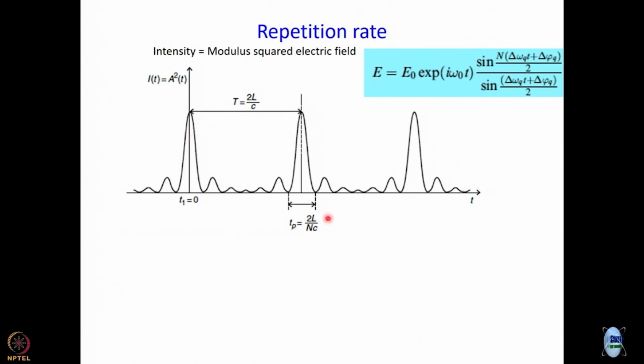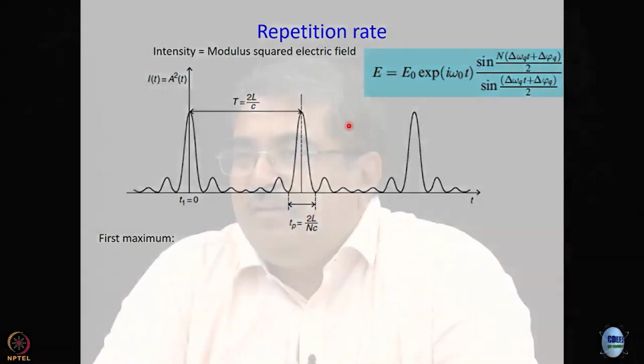Now, I have given you the answer already. Now, let us see if we can derive it. So, first let us worry about repetition rate. What is the meaning of repetition rate? We can say it is the time between two maxima. Where will the first maximum occur? sin square n x divided by sin square x. Where will that have maximum value?